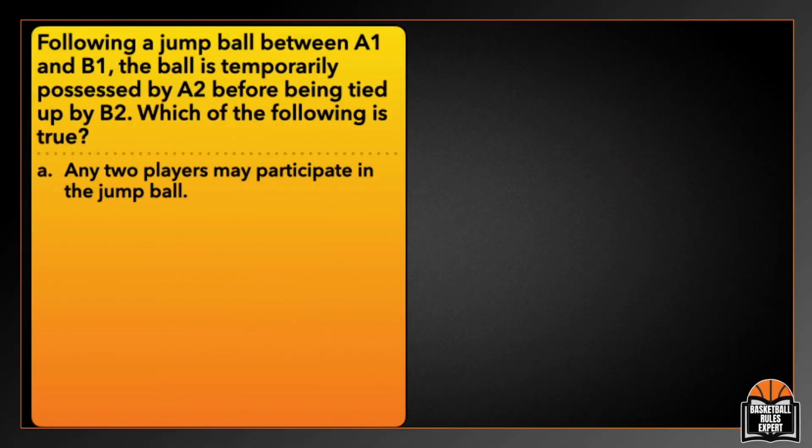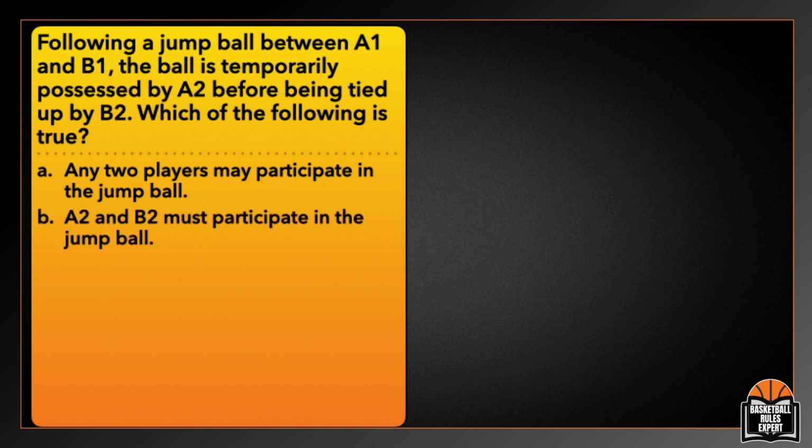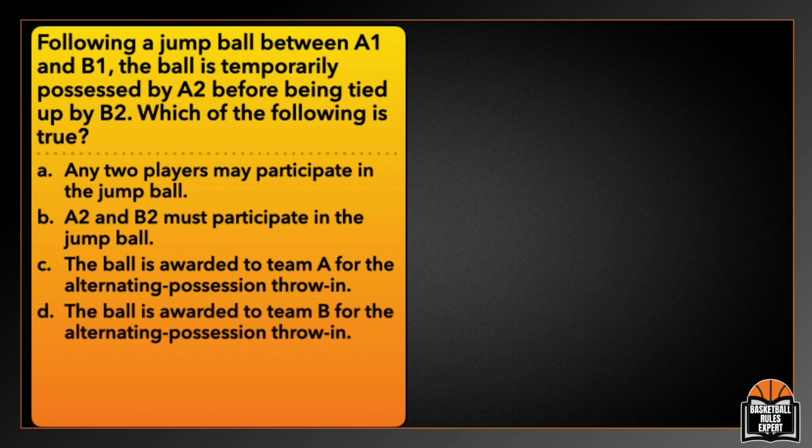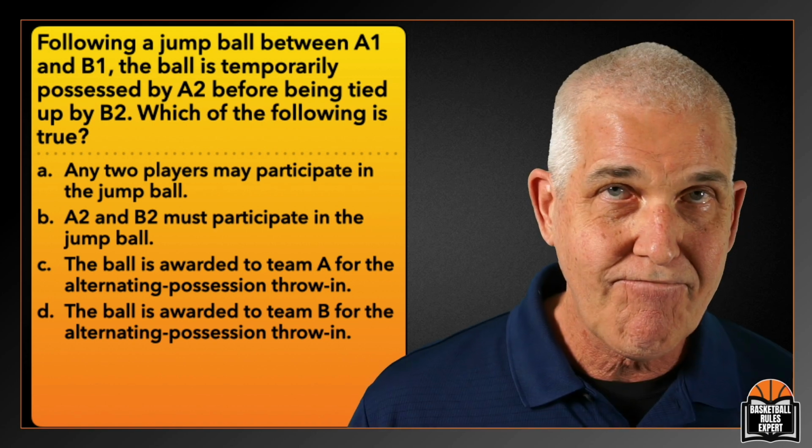Following a jump ball between A1 and B1, the ball is temporarily possessed by A2 before A2 is then tied up by B2. Which of the following is true? A, any 2 players may participate in the jump ball. B, A2 and B2 must participate in the jump ball. C, the ball is awarded to Team A for an alternating possession throw-in. Or D, the ball is awarded to Team B for the alternating possession throw-in.